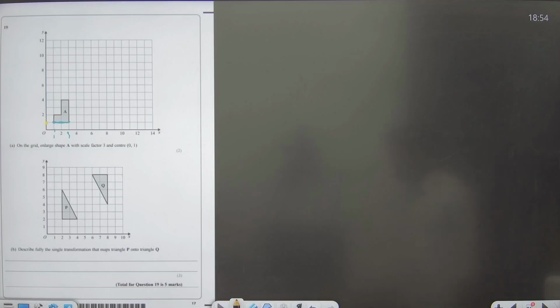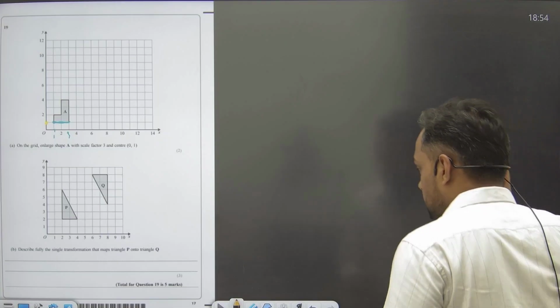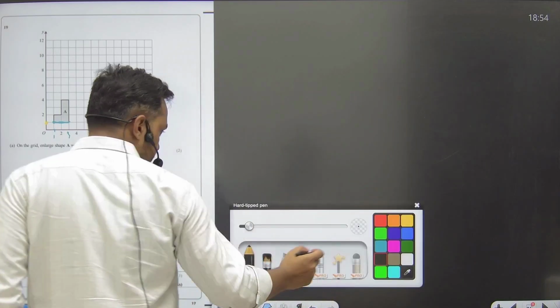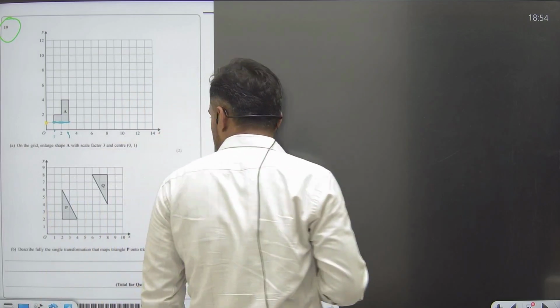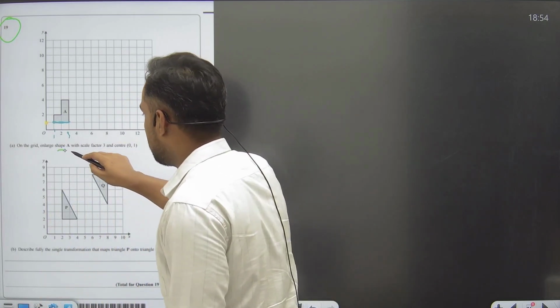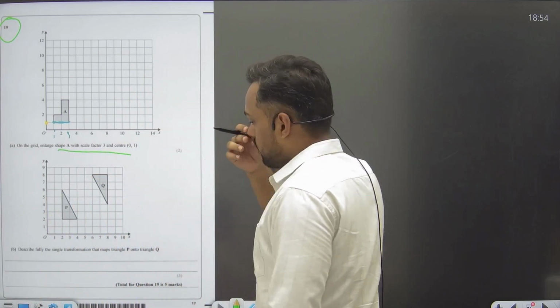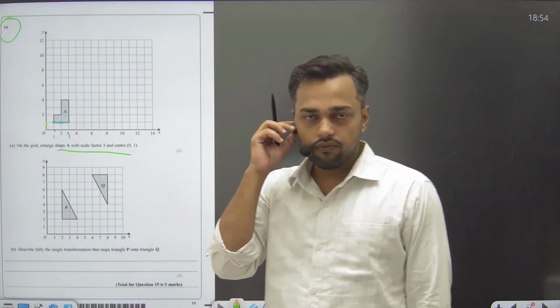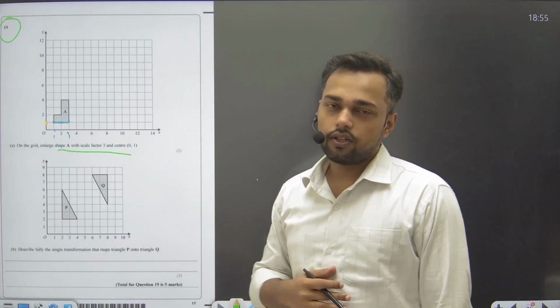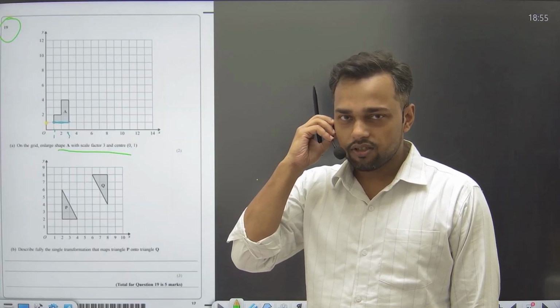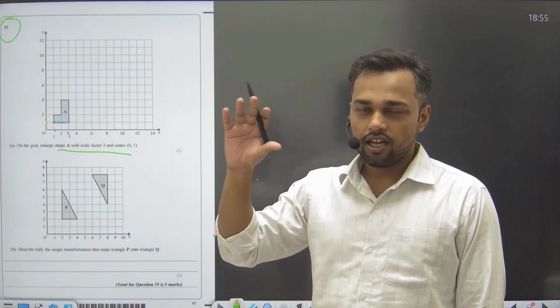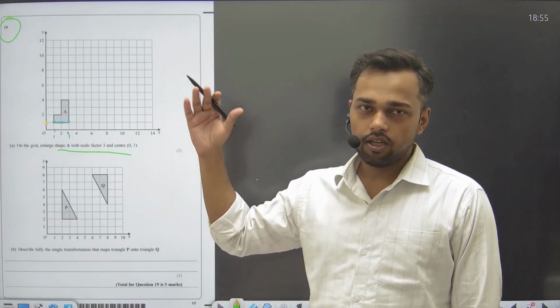Now, students, let's come to question number 90. This is our question, students. Enlarge shape A on the grid with scale factor 3 and center (0, 1). For attempting this question, we have two ways. First, we change the coordinates of the system, then we enlarge that particular shape, and then we continue ahead.